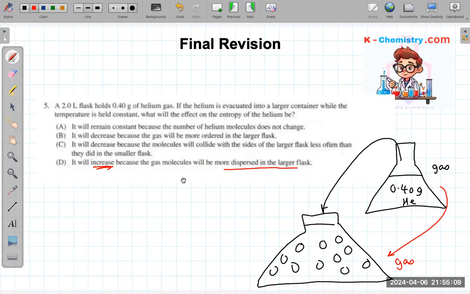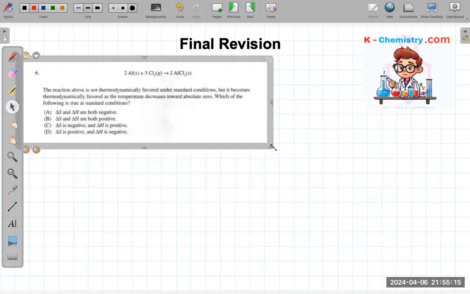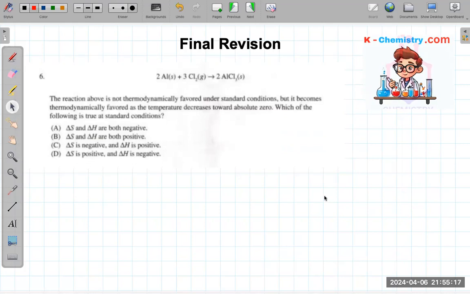So he has given a reaction and said this is not thermodynamically favored, which means that it is not spontaneous under standard conditions, but it becomes thermodynamically favored as the temperature decreases towards absolute zero. Which of the following is true at standard conditions? He's saying that it's not thermodynamically favored under standard conditions. So you want to say that delta G is a positive value, but it becomes favored as the temperature decreases towards absolute zero. So what do you want to say about the delta S and delta H?